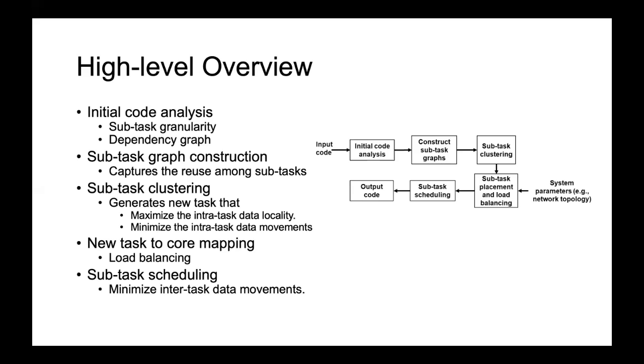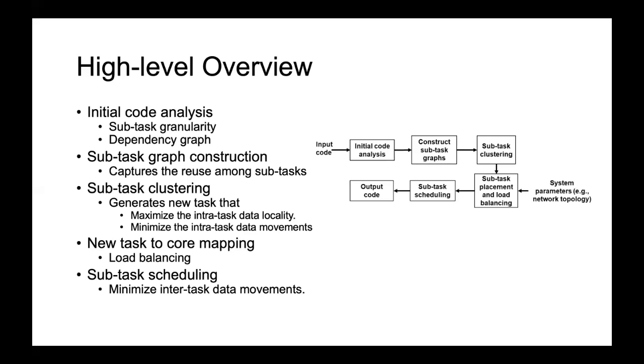The subtask graph captures the reuse intensity among the subtasks. So this graph is a weighted graph. And the third step is subtask clustering. In this step, we regenerate the new tasks by clustering the subtasks with the goal to maximize the intra-task data locality and minimize the inter-task data movements.